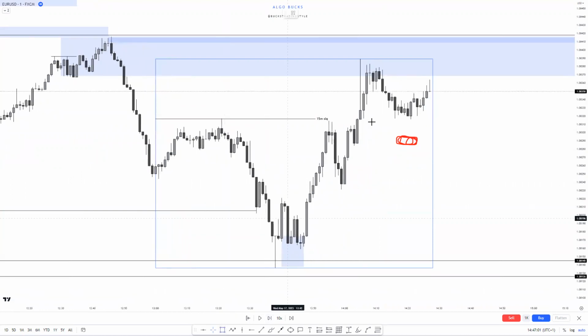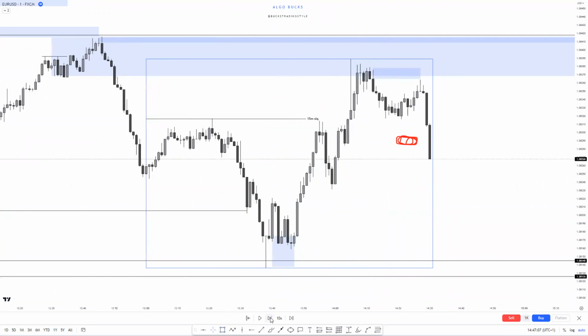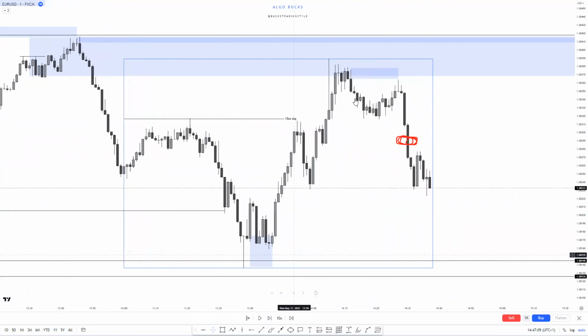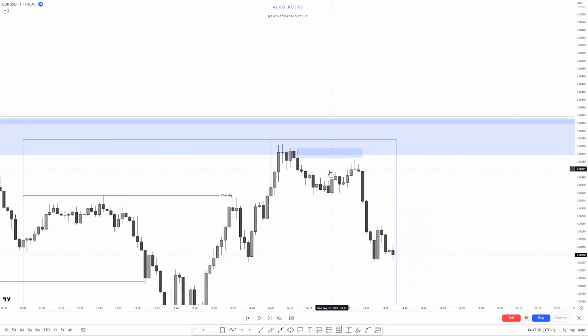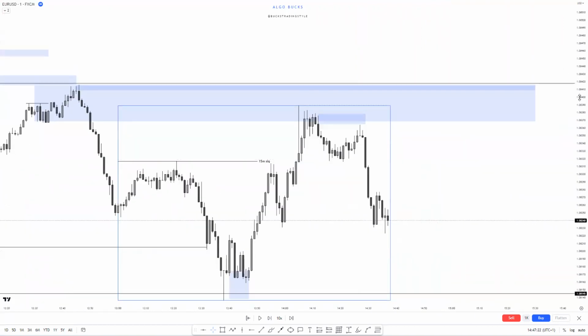So we're looking at this POI right there. So that would have been a fine sell from that POI. Let's see, was there mitigation? No mitigation, but the fine rejection could do for sells, after the price delivery.